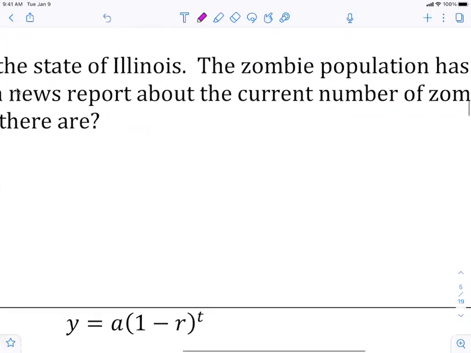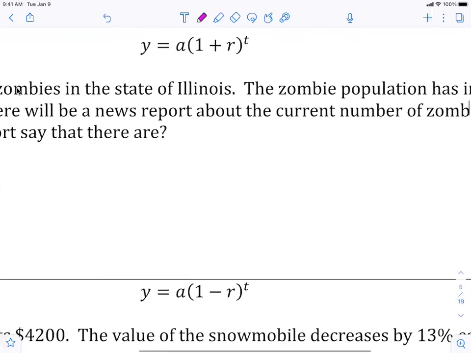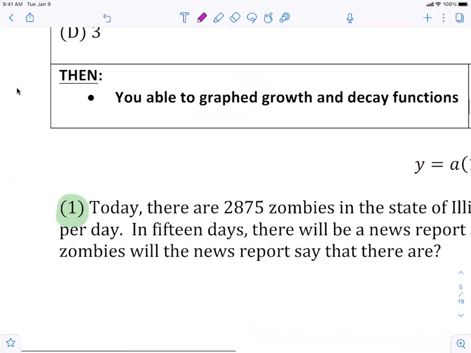This formula right here is pretty similar to the one right below it. The only difference is the plus and minus. The plus stands for growth, like when you have an amount that's growing and getting larger. The subtraction is for decay, when something is getting smaller over time. And these variables mean the same thing in both of these.